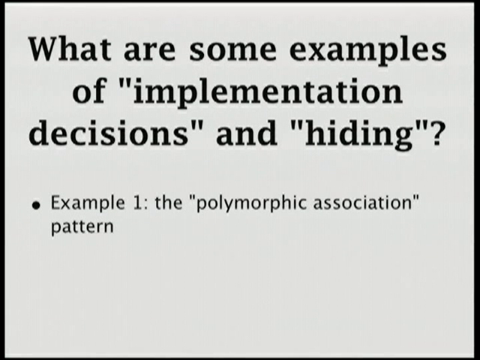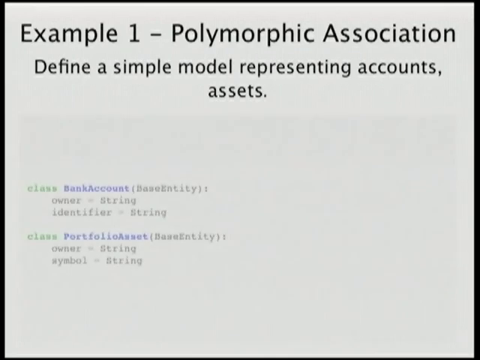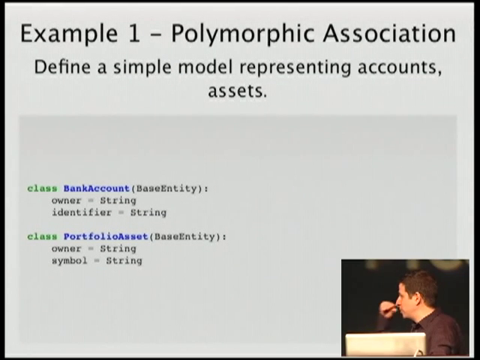So the first example I'll show is the polymorphic association pattern, which is something that I first saw Rails doing. I think a lot of PHP ORMs do it, and Django also does it. And the next, if I can get through it all, will be querying approaches that oversimplify relational geometry.